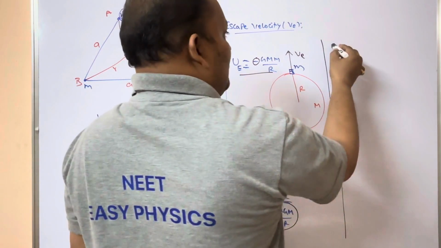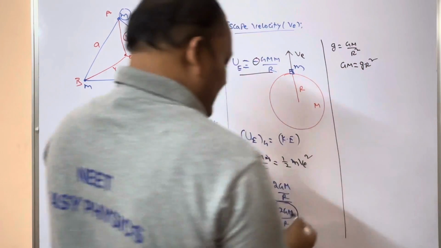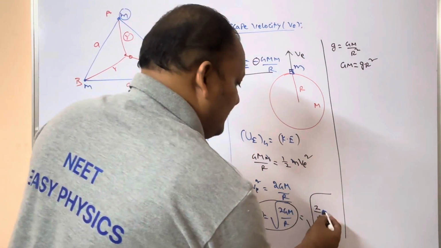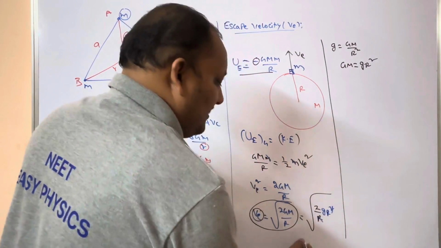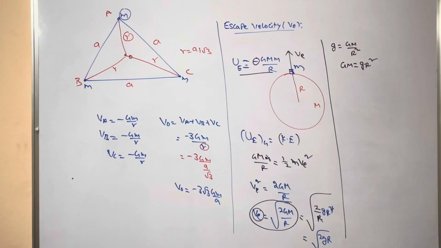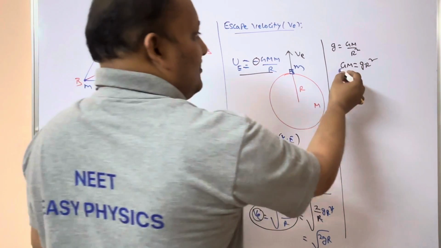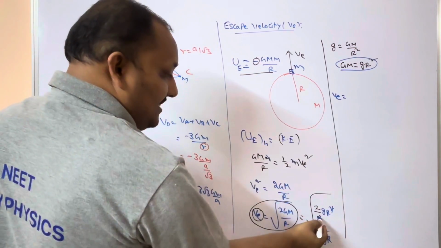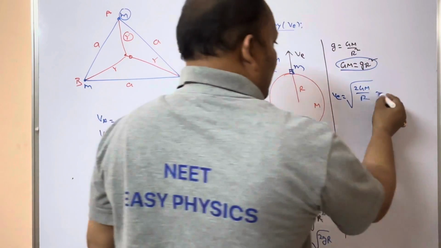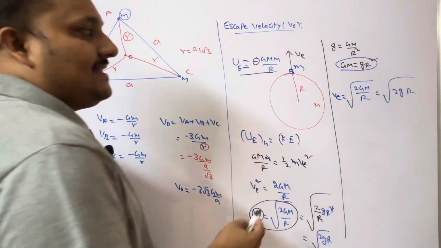So we came to know that g is equal to GM by R square. Then GM is going to be g R square. If you substitute that here, root 2 by R, what is GM? It is g R square, and R will be cancelled. That is going to be root 2gR. So escape velocity, you will be having two equations. If you substitute GM as gR square, one is root 2GM by R, another one is root 2gR. Both the equations are given as escape velocity.